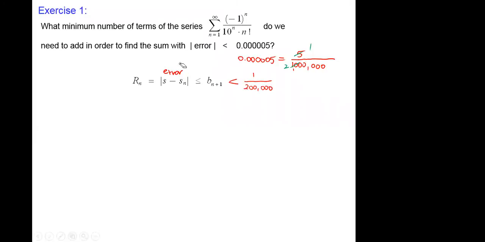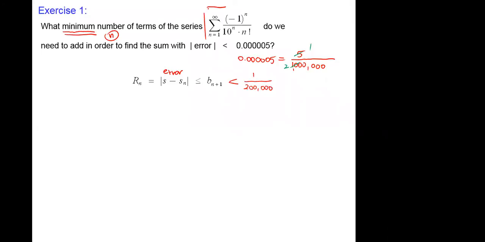I have to find the minimum number of terms, which means the minimum n is important. Like S sub n, I have to find n. That will satisfy the desired error, but I know based on my theorem that this error can be approximated by the b sub n plus 1 term. That means my job is to find the term b sub n plus 1 to be less than 1 over 200,000.